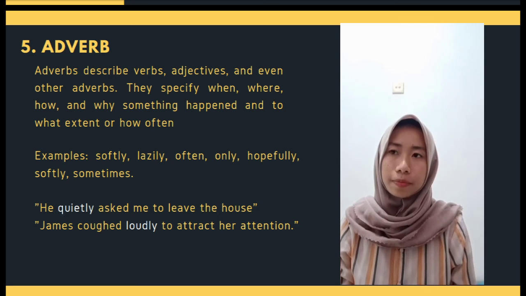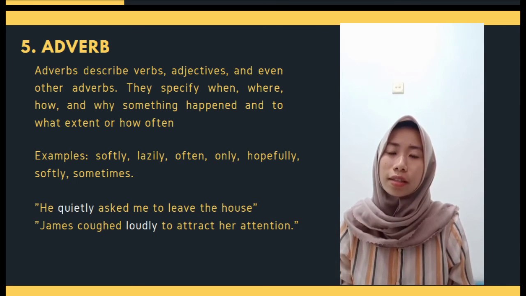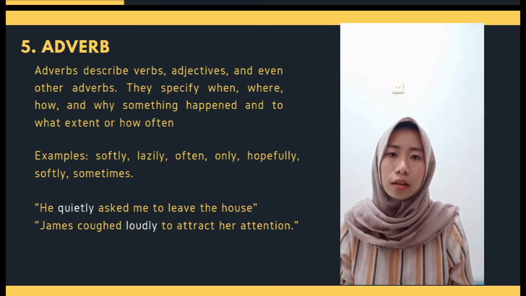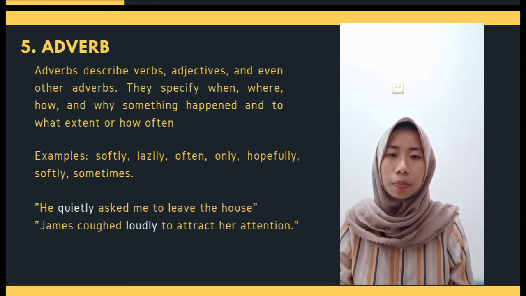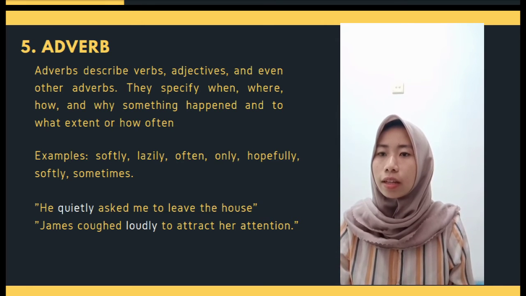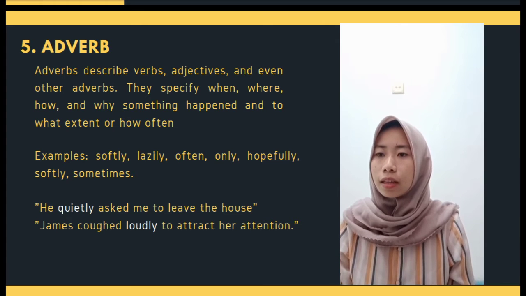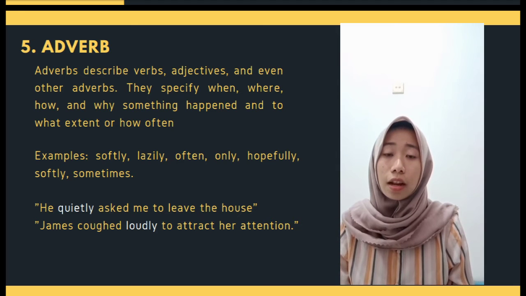Let's move to adverb. Adverbs describe verbs, adjectives, and even other adverbs. They specify when, where, how, and why something happened and to what extent or how often. Let's see the examples: softly, lazily, often, only, happily, etc. He quietly asked me to leave the house. So the adverb is quietly. James coughed loudly to attract her attention. So loudly is an adverb.